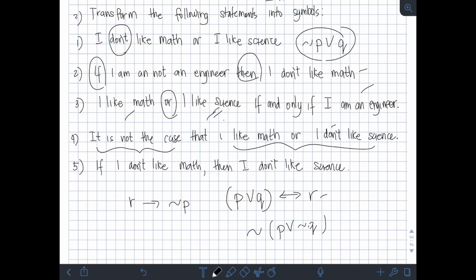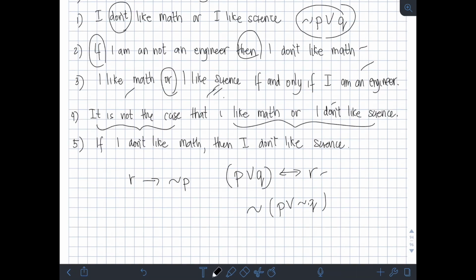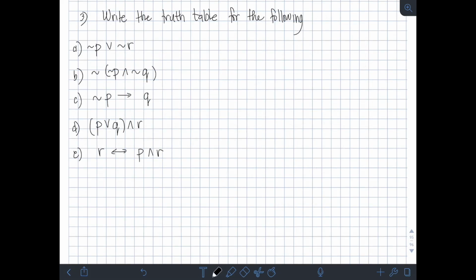Okay? Next, if I don't like math, then I don't like science. Okay, so if then, so parehong may negate yung I don't like math, so therefore we have not P, then if then nga, right, so gagamit tayo ng arrow, then I don't like science. So negate natin yung statement Q, so negate Q. Okay, not P, then not Q. Okay? Okay, next we have write the truth table for the following. Okay, so this time gagawa na tayo ng truth table.